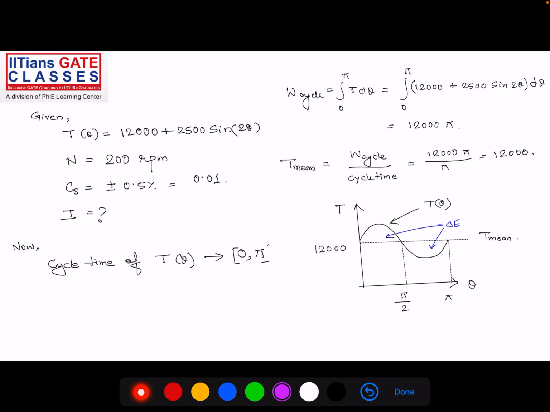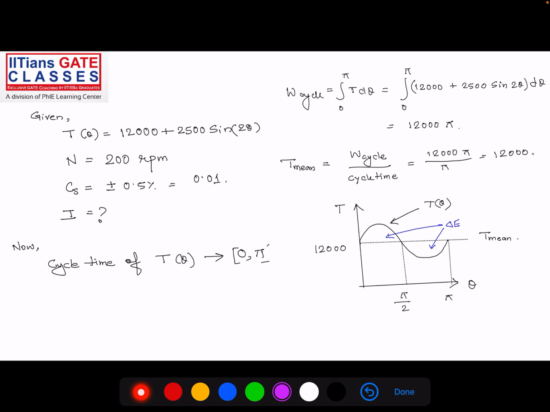So what will be the time period of sine 2 theta? We'll divide the period by 2, because the coefficient of theta is 2. So it becomes 2 pi divided by 2, that is equal to pi. So the cycle time or the time period of this function is from 0 to pi. After pi interval, it will repeat itself.